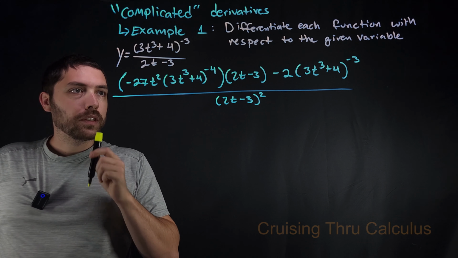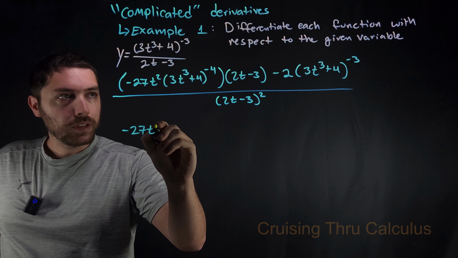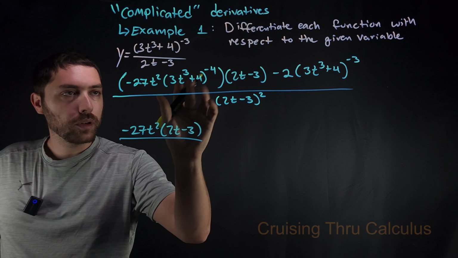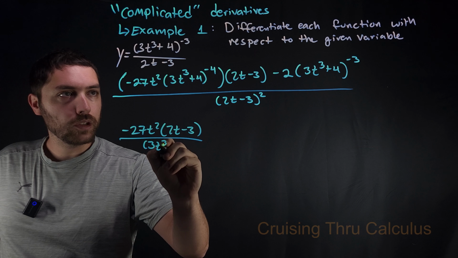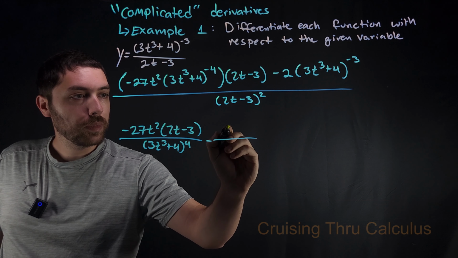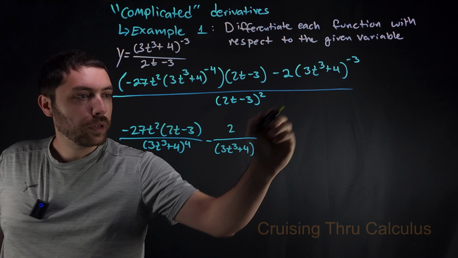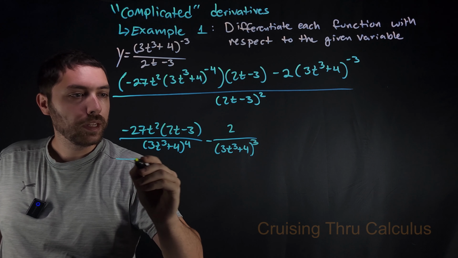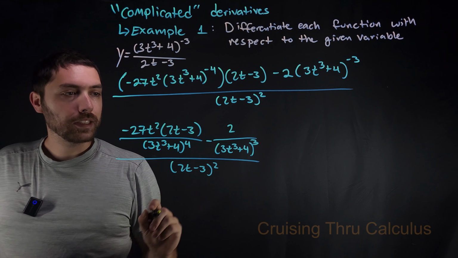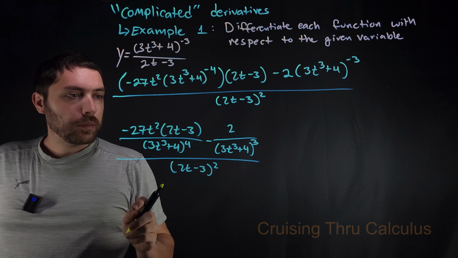So there's a couple of different things going on here. Let's take a look at this first part. We have negative 27t squared, and then the 2t minus 3, over the 3t cubed plus 4 to the power of 4, minus the 2, which is going to remain up top here. We're going to get 3t cubed plus 4, and this one is to the power of 3. And this is all over this piece here, like that.